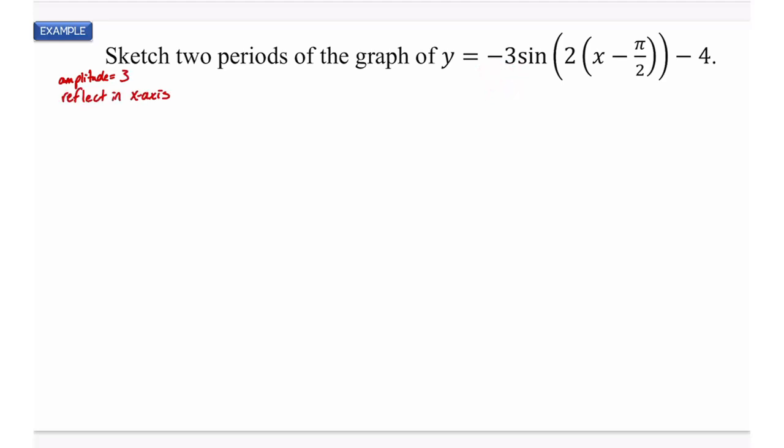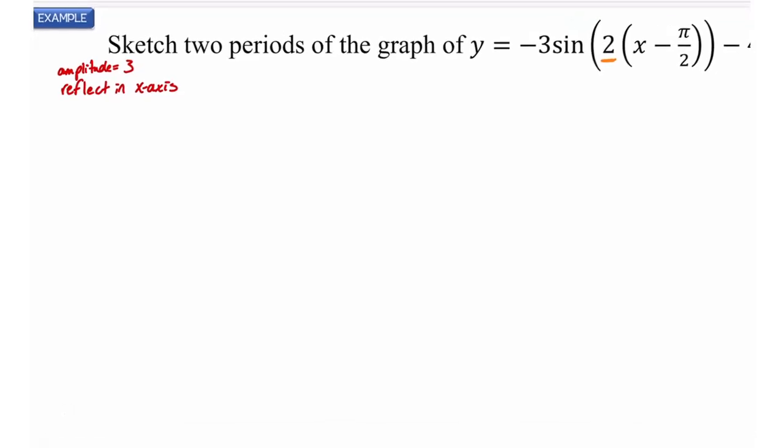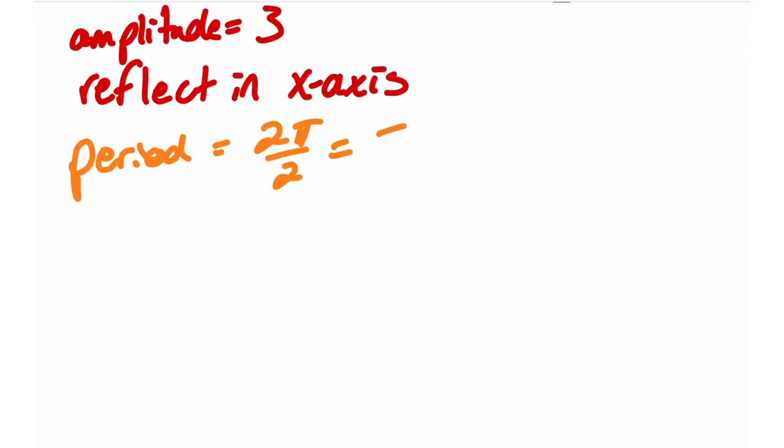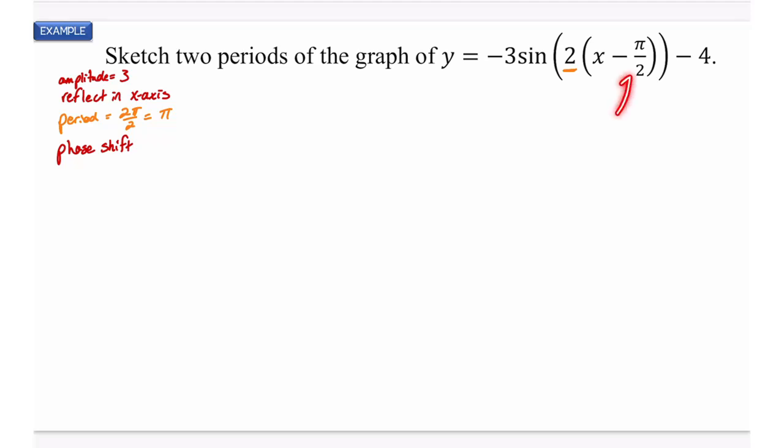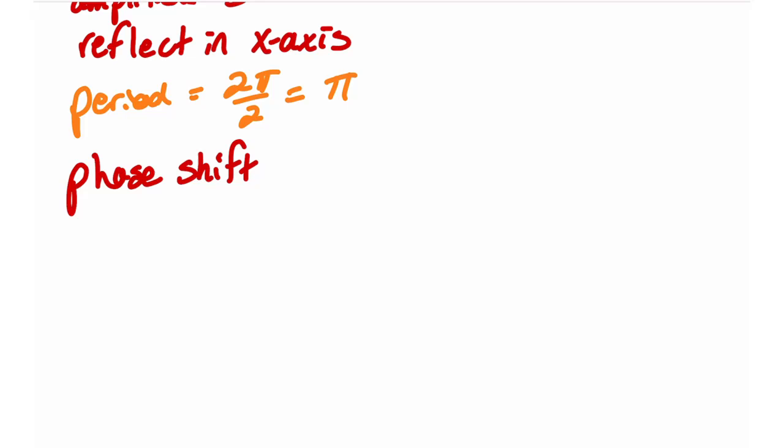Let's also then talk about the period. And the period, this is their b value, so our period is going to be 2 pi divided by 2. So that's just going to be pi. Then the phase shift, that's going to be this minus pi over 2 here. So it's just going to move to the right pi over 2. So you can just say pi over 2, or if you want to be a bit redundant, pi over 2 to the right. But technically, you can just leave it as pi over 2.